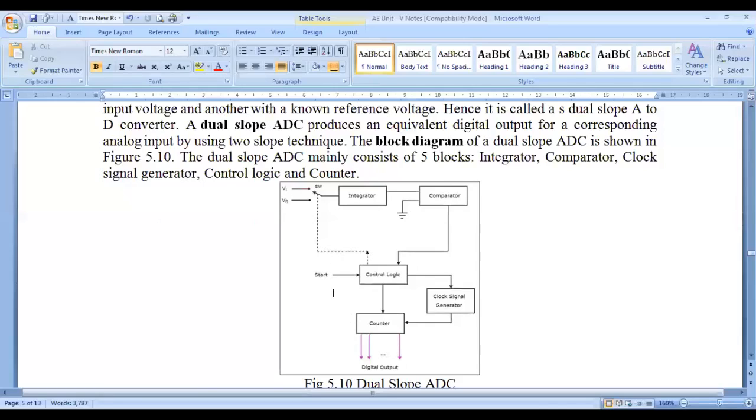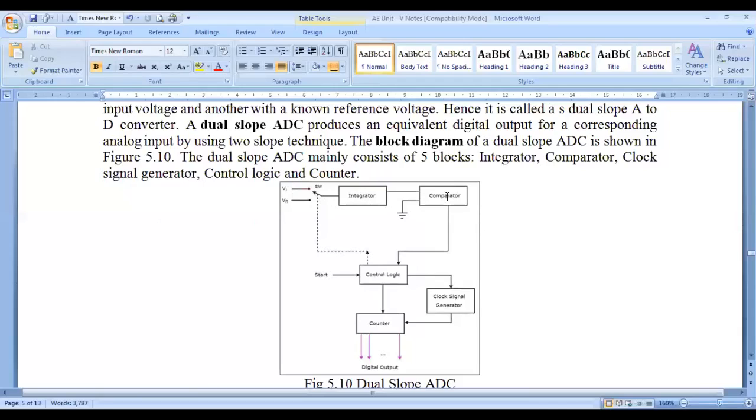And 50% of this process is similar to the successive approximation method. When the start signal is given, the control logic resets the value of the counter. It enables the clock signal generator to count the number of clock pulses in the counter, thereby the value of the counter keeps on increasing. The comparator output is controlling the control logic. The control logic gives another signal to move the switch between Vi and VR. Initially, it will be connected to Vi. Later on, it will be connected to VR.